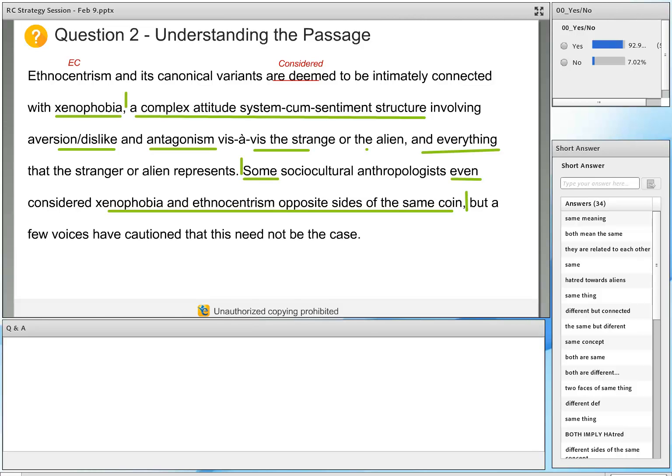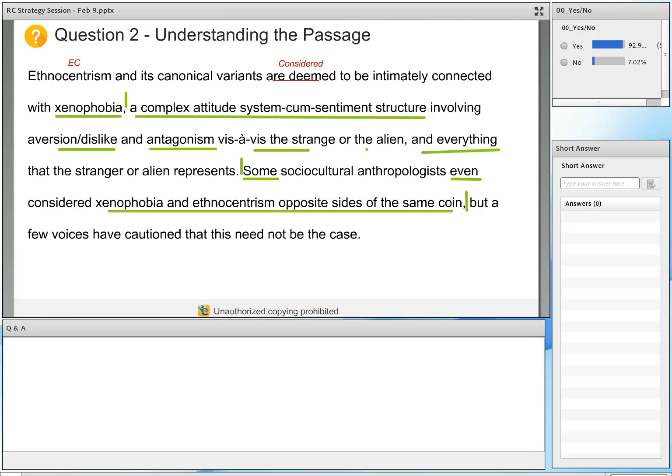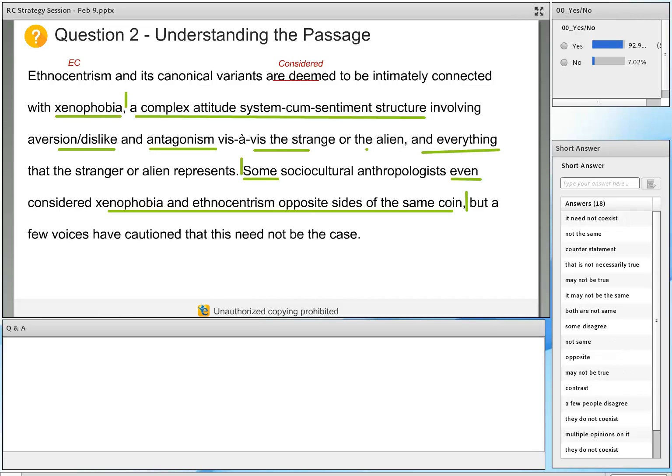Okay, but a few voices have cautioned that this need not be the case. Now he is presenting the views of some other set of experts who are saying that this need not be the case. Now, what does this imply here? This specifically refers to them being the opposite sides of the same coin. Exactly. So they do not coexist. Absolutely right. So there are some experts who think that they coexist, but a few people caution that no, they do not coexist.